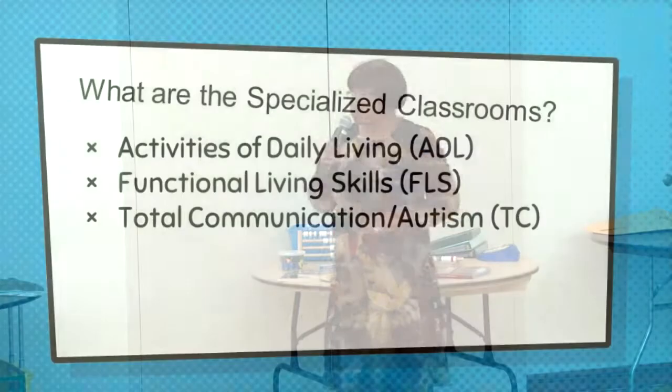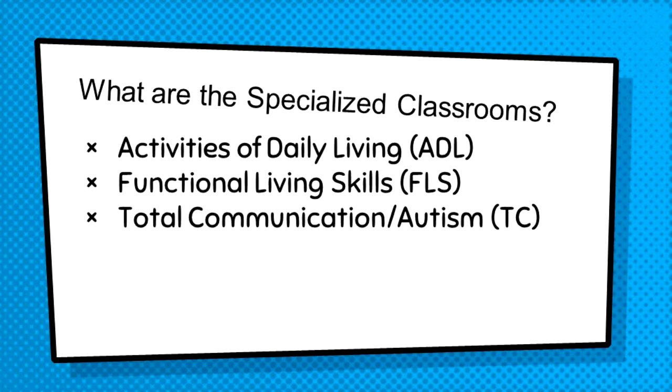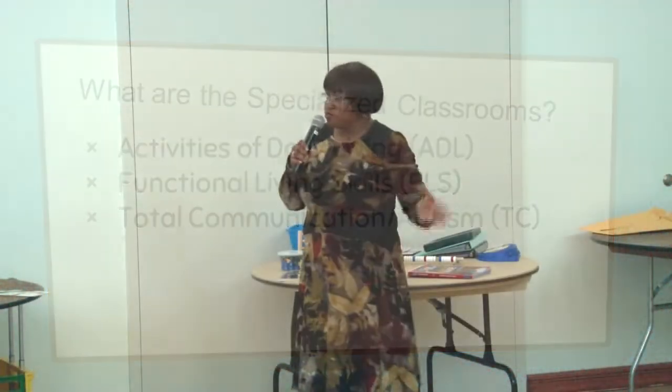Also, for your TC, which is your autism and total communication, you have students who are on the total range of the autism spectrum, and they go from the lower to the higher range. Those students would need a very visual supported classroom with really teacher-directed instruction. And also in your ADL classroom, that is your self-contained classroom.